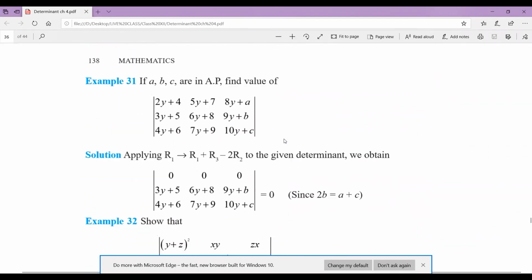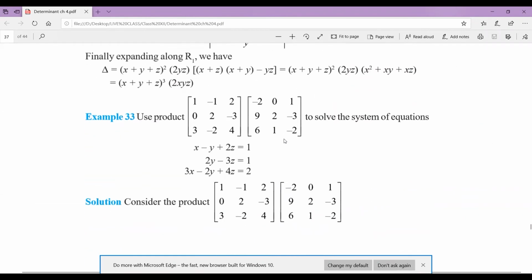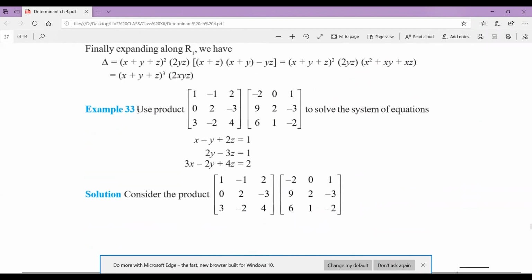In miscellaneous, there might be some questions. Let me see. Yes, this type of question. It says, example 33, use the product this to solve the system of equations this. If you see here, there are two matrices, the first matrix and the second matrix. The first matrix contains all the coefficients here: 1, minus 1 and 2, 1, minus 1 and 2, then 0, as there is no x here, so 0, 2 and minus 3, and 3, minus 2 and 4.